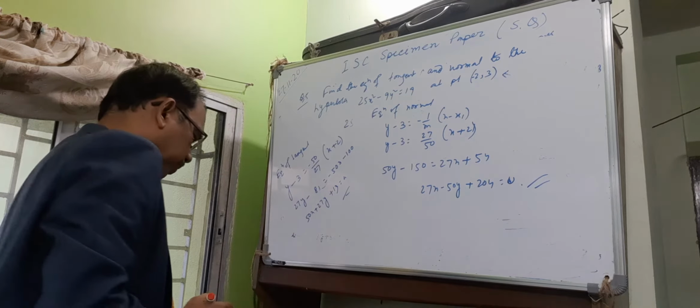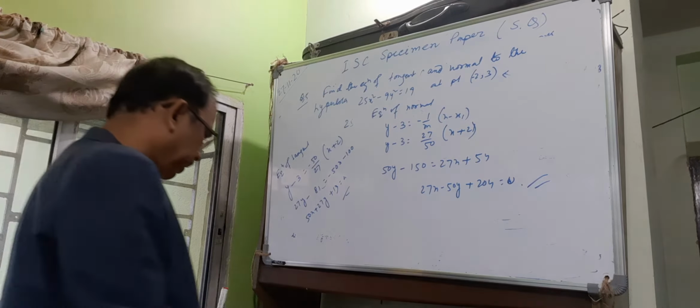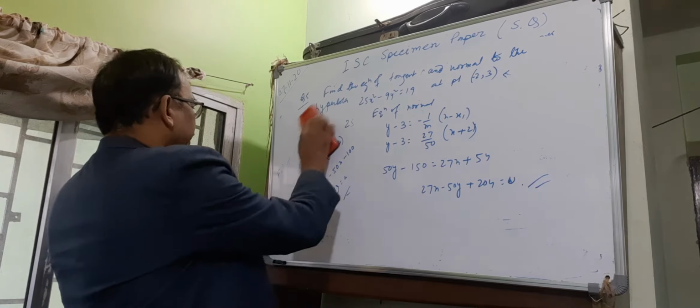This is the equation of the tangent. Now do the next sum, number 6.